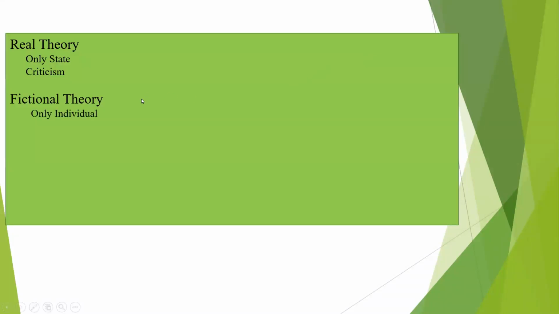Now we will discuss fictional theory. As per fictional theory, I have discussed that only individuals are the subject matter of international law. This theory also has some criticism. Critics say that municipal law directly applies to individuals, but international law indirectly applies. In actual practice, states are the subject of international law because rights and duties of individuals are conferred by the states.